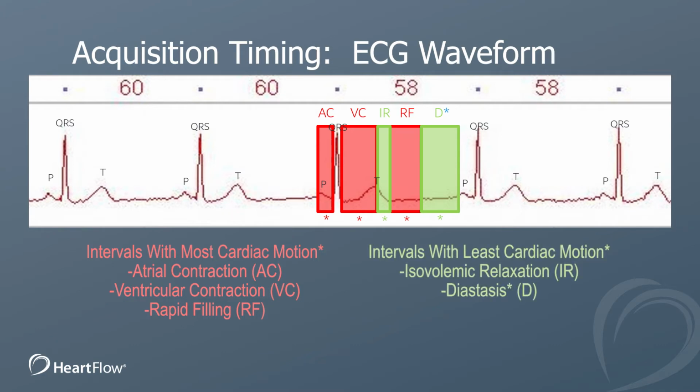On the other hand, the zones in green representing isovolemic relaxation on the end of the T wave, and on the right you see D representing diastasis. Importantly, those intervals have much less cardiac motion. In addition, you can see the width of the rectangles in the time dimension, left to right. The wider the green box is, the more time you have to capture an image motion-free.